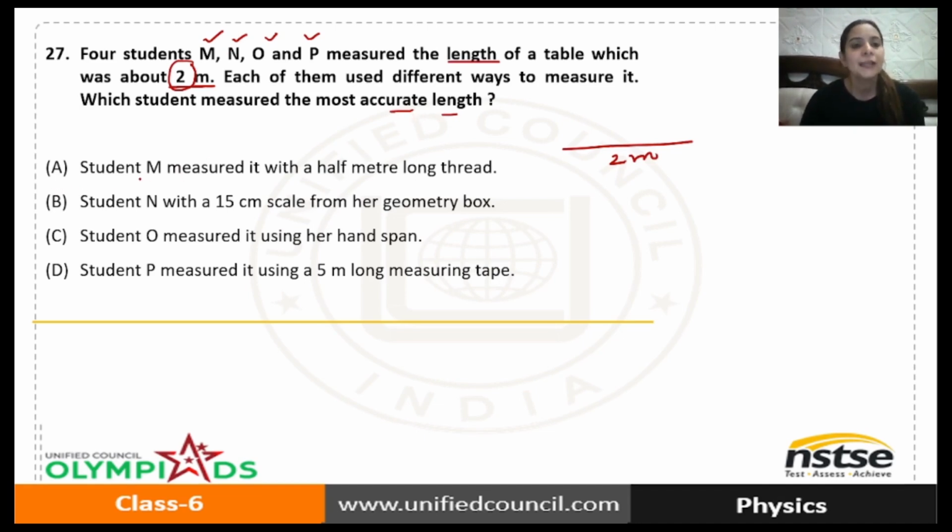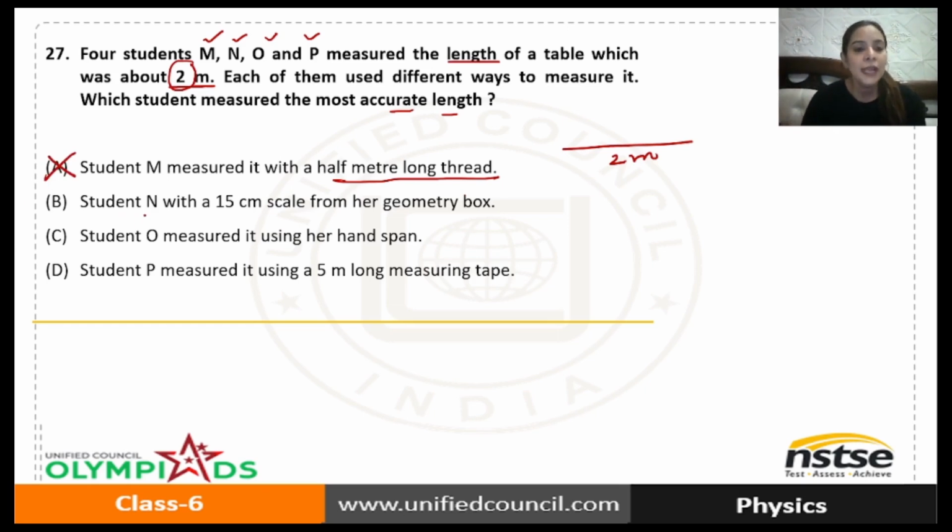Option A states student M measured it with a half meter long thread. Do you think measuring something with a half meter long thread would be useful? Because the table is 2 meters long. So obviously if you measure half a meter, then you have to pick it up, then measure again half, then half, then half. Do you think it is going to give you the accurate result? No. It is not an accurate method, because every time you have to change its place.